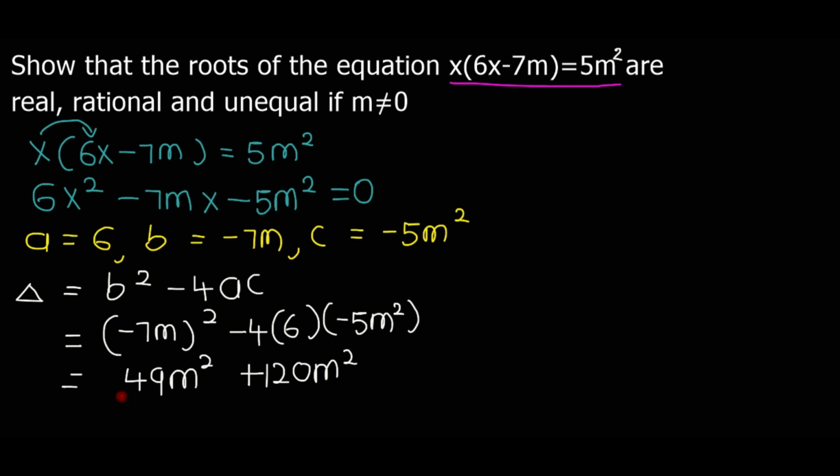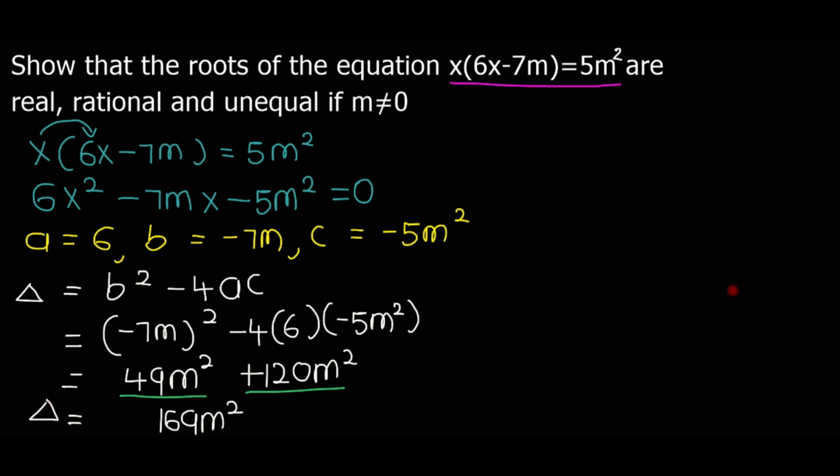Then you can see that these are like terms, so we have 49m squared plus 120m squared, which gives 169m squared. So this is our delta.